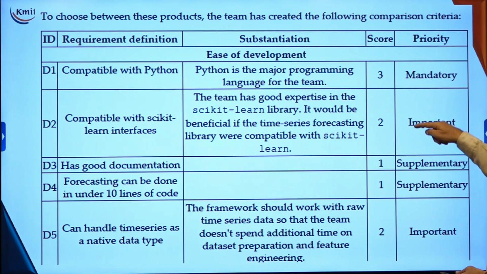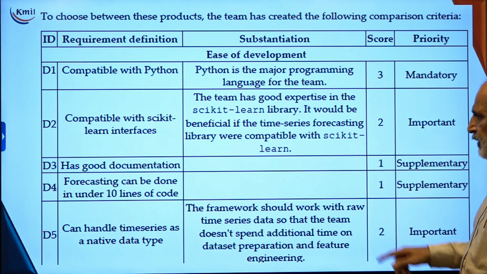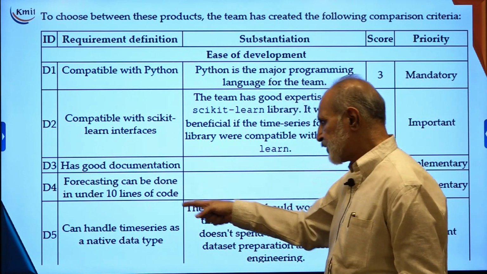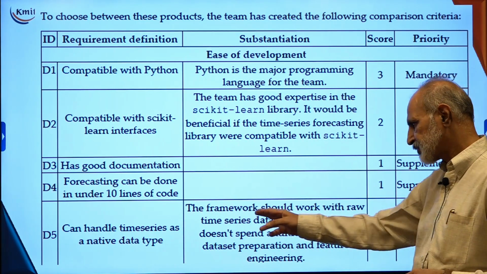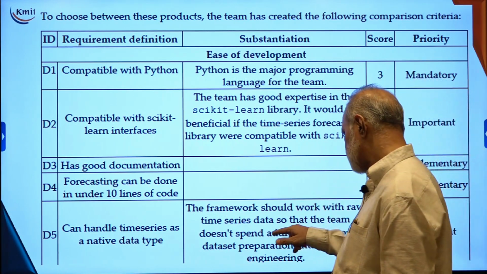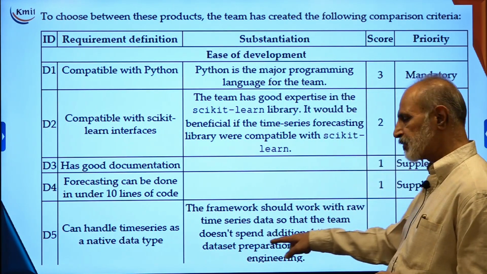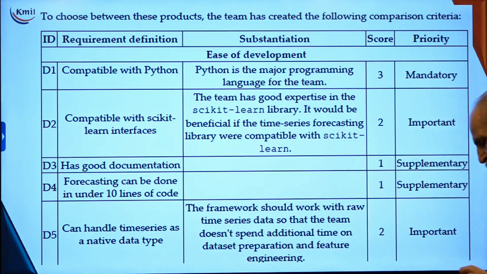D4, forecasting can be done under 10 lines of code, supplementary information. D5, can handle time series on a native database. The framework should work on the raw time series data and not spend additional time on data preparation. So it is also important.